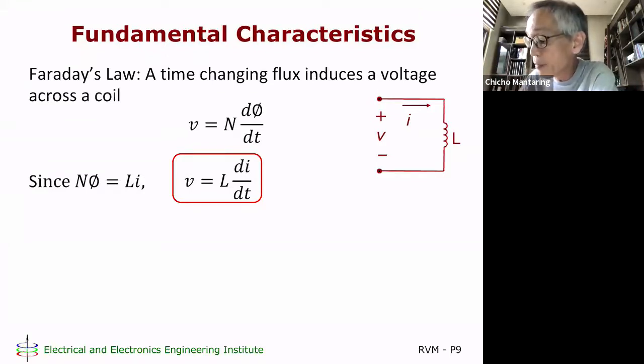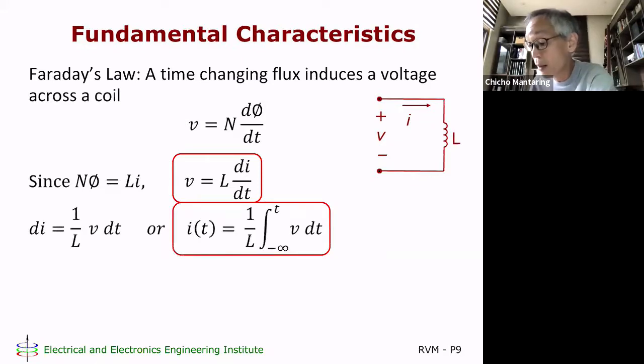But in this case, the current flowing through the coil, if it is changing with time, will cause a flux to be created by L, which is also changing with time, that will induce a voltage across it, which is V. Okay, so if I manipulate this equation, I get di equals 1 over L V dt. I integrate, I get this expression. This is the expression for your current flowing through your inductance as a function of the voltage across it.